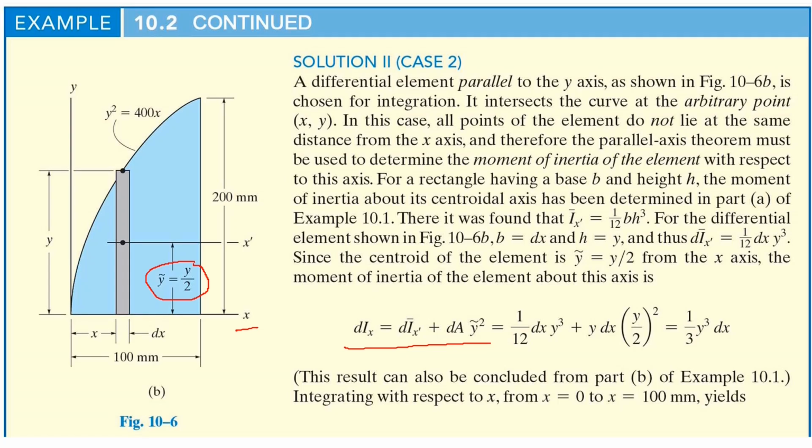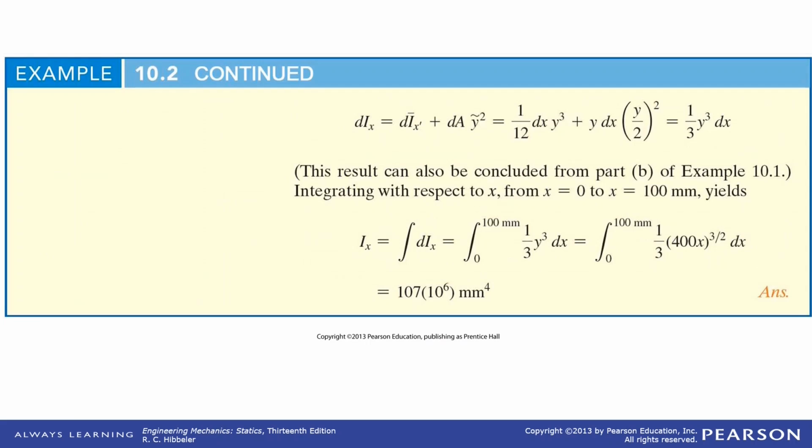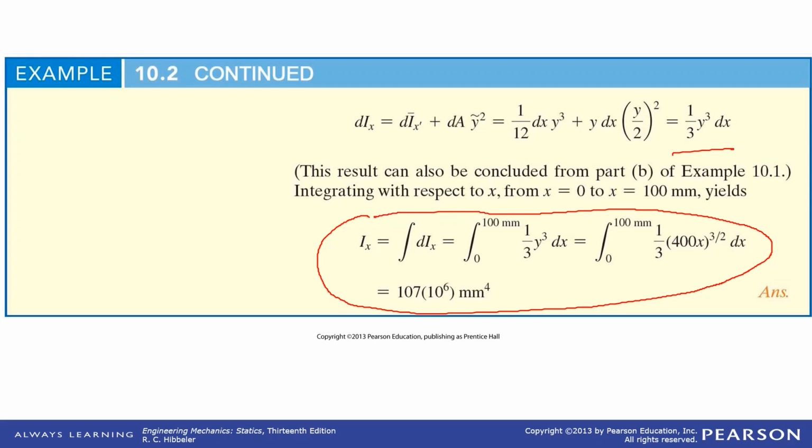And then we have to do this right here. Okay, so it looks a little more complicated. We should get the same result at the end. There, we got that. And then integrate it. There's that 1/3 y cubed dx right there, 0 to 100 in this case, since we're going dx. And we've got to do this 3/2 power, and we get the same answer.